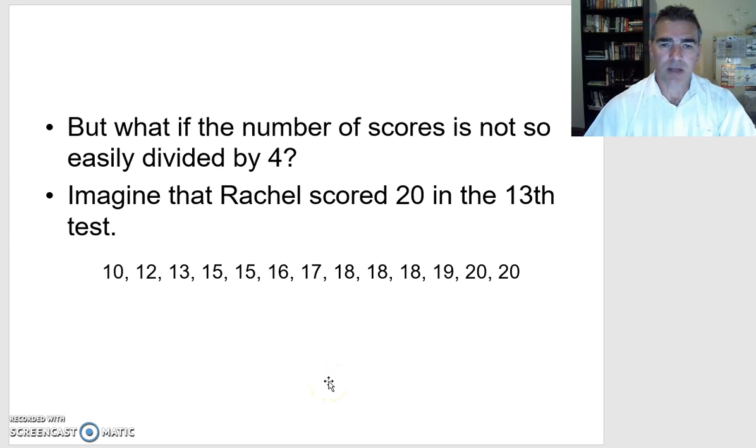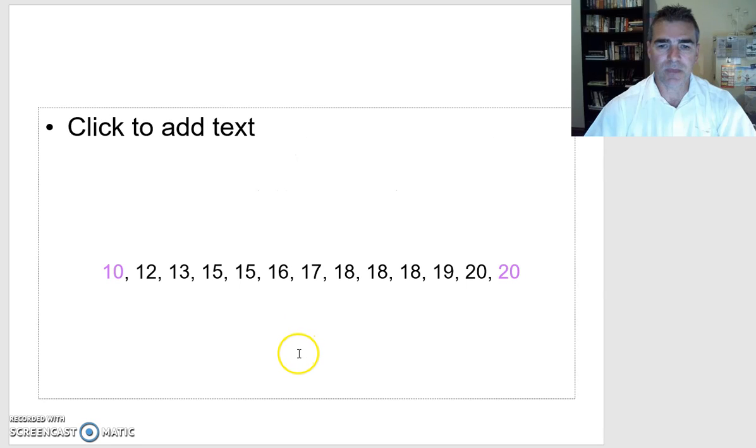But what we're going to have a look at is Rachel actually did a 13th test. So now instead of having 12 scores here, she's got 13. We're going to find the quartiles now when there's an odd number of scores. So place them in order. Keep crossing 1 off each end. And we find that our median is 17.